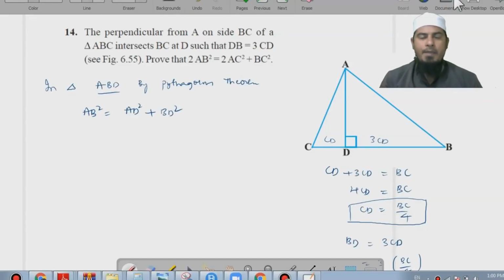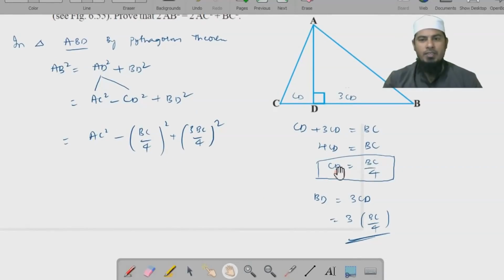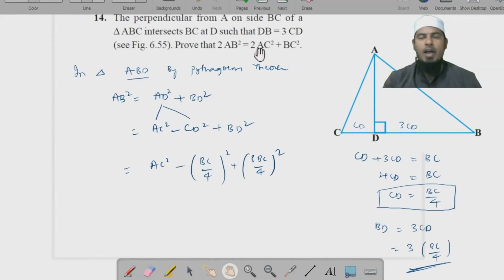Here, first step, AB square is equal to AD square plus BD square. When we see the right hand side terms, it is not equal to our RHS terms. So convert each and every side in terms of RHS terms. When you are left with ACs and BCs, then simplify to get the answer. Writing AD square, again in this right angle triangle by Pythagoras theorem, AC square minus CD square, BD as it is. Now we already know BD and CD in terms of BC: CD is BC by 4 and BD is 3BC by 4. When we applied this, we got ACs and BCs, which are all the terms we require in the RHS. Just simplify, and at last you will be left with this statement only.